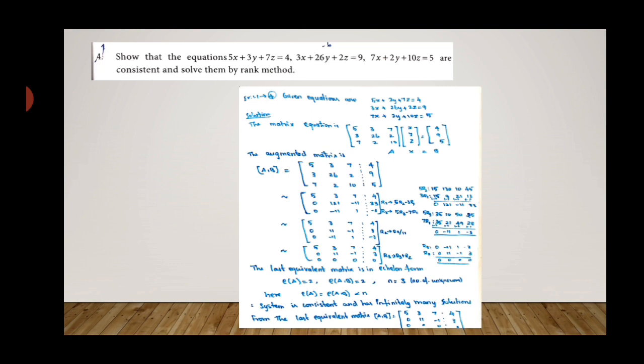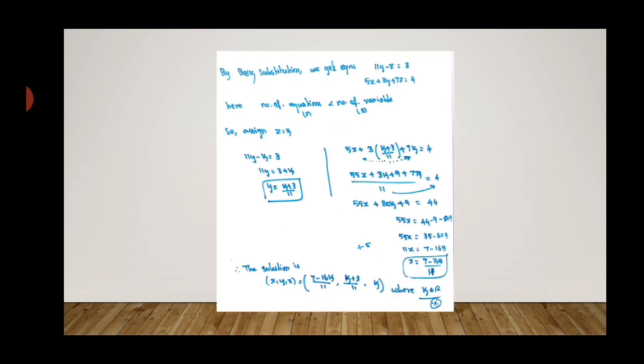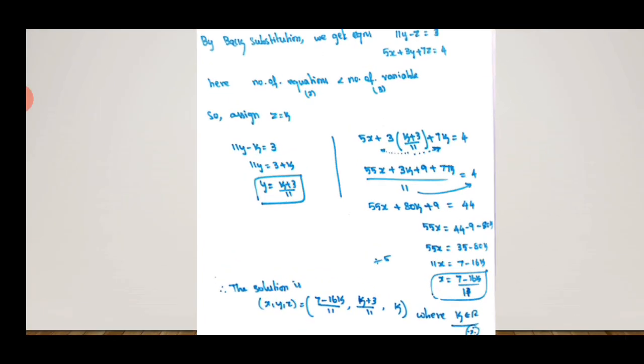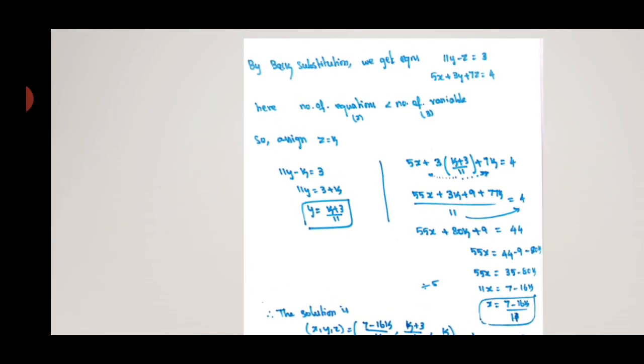And the first row you have 5, 3, 7, 4. So 5x plus 3y plus 7z equal to 4. We got two equations. Here also you can see we have two equations but 3 unknowns. So we have to reduce any one unknown. So assign z is equal to k. Then only the number of equations and number of variables will be equal, right? So apply z is equal to k. Now take z equal to k and apply in the second equation. So 11y minus k equal to 3. Take this minus k to the other side.